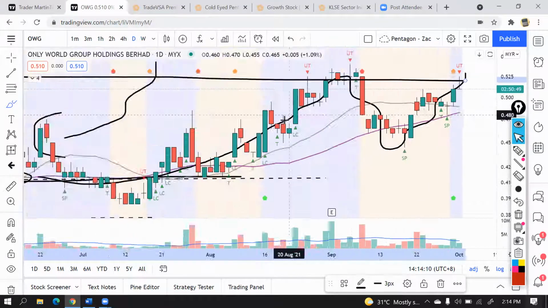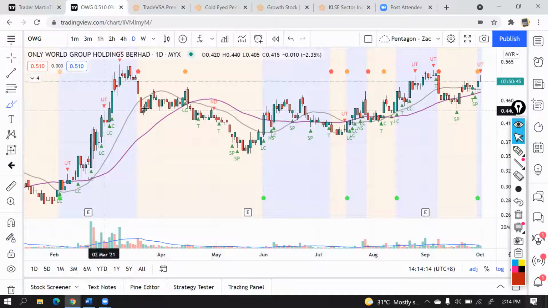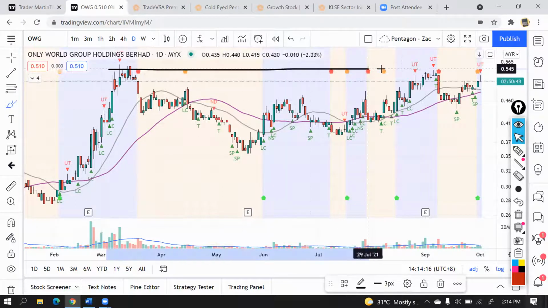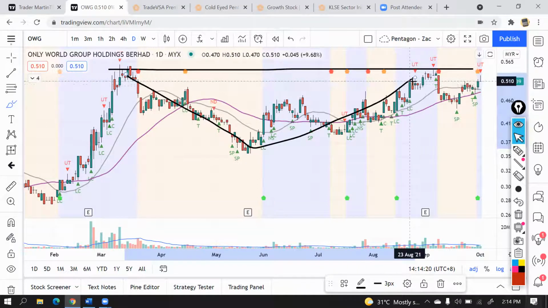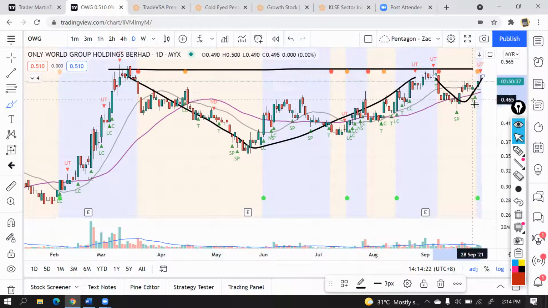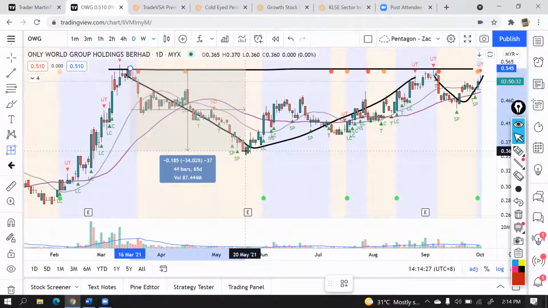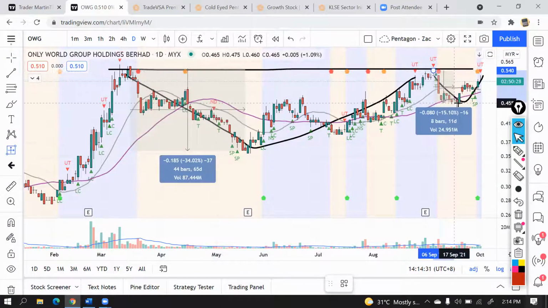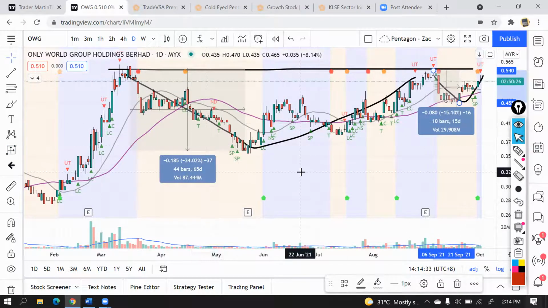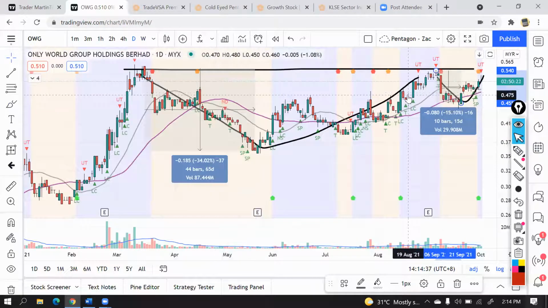Daily chart here. Potentially it is also a VCP for OWG. Resistance. So this is a big one and forming a small one. From the first wave, we have around 34%. Second, we have around 15%. So definitely it's less than half. Hopefully we get a good movement soon.